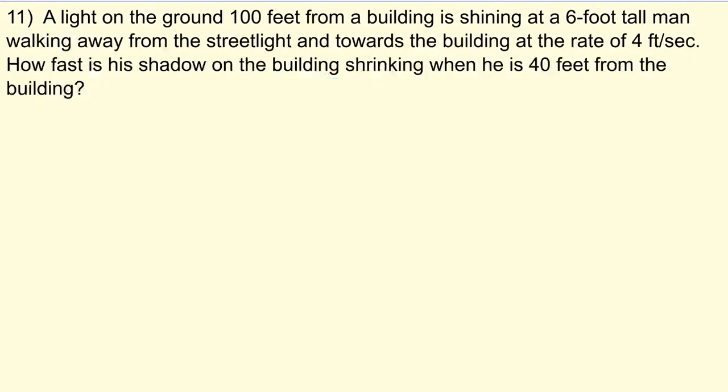Okay, let's keep going. Here's number 11. A light on the ground 100 feet from a building is shining on a 6-foot tall man walking away from the streetlight toward the building at the rate of 4 feet per second. How fast is his shadow on the building shrinking when he is 40 feet from the building?